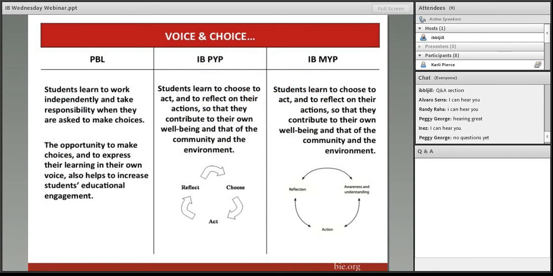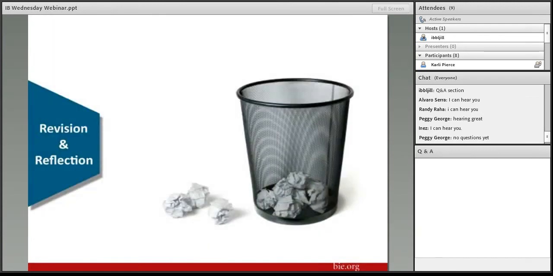And if we look at PYP, their inquiry cycle, students learn to choose, to act, to reflect on their own actions so that they can contribute to their own well-being and that of the community and the environment on a larger scale. And same with the MYP, the middle years program. Students learn to choose, act, and reflect on their actions so again they can contribute to the well-being of their community and environment. So it's an authentic way to invite students into the relevance of the real world, not only just what's happening in the real world of their everyday classrooms, but beyond, locally, in their community, and globally. How are we setting them up for success to look beyond?